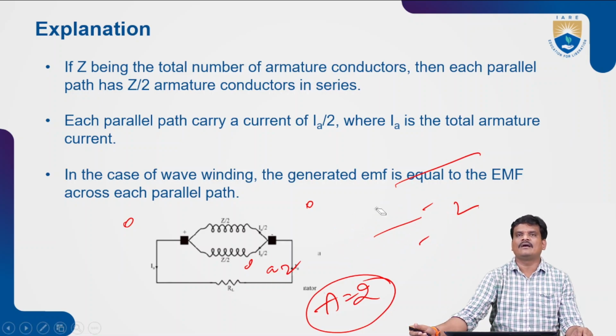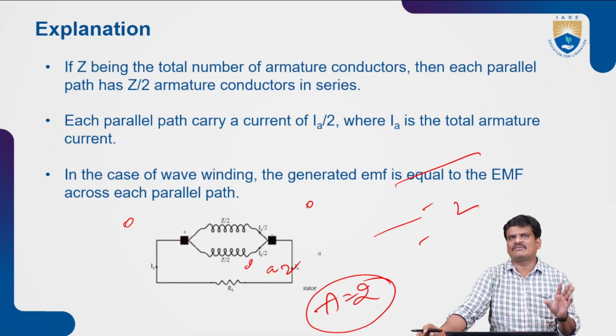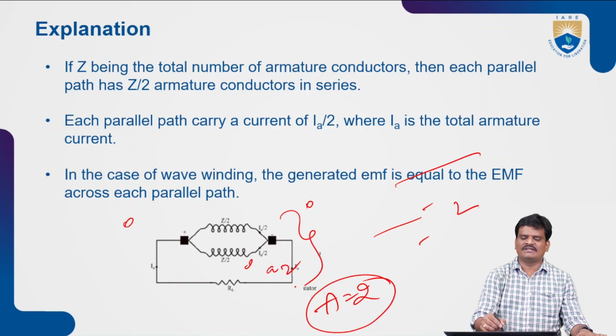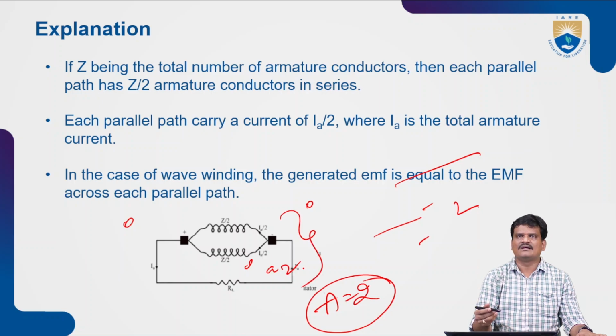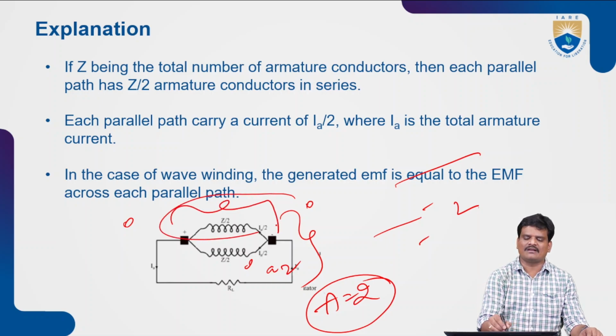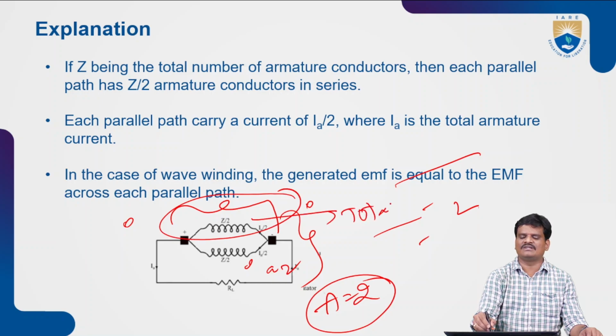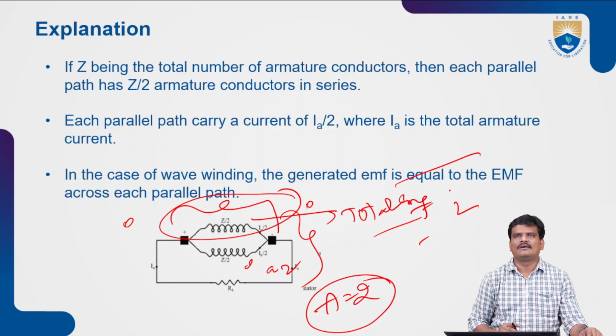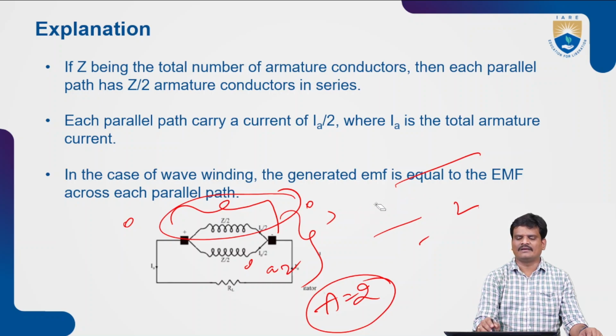And in case of a wave winding, how is the EMF collected? Whatever the type of winding I have constructed in that particular machine, either a wave winding or a lap winding, the ultimate aim is to generate some amount of EMF. So whatever the EMF generated in this wave winding machine, the generated EMF will always be equal to the EMF across the parallel path. Whatever EMF is generated across this parallel path will be equal to the total EMF generated in that particular machine.